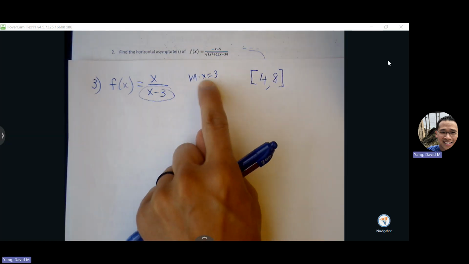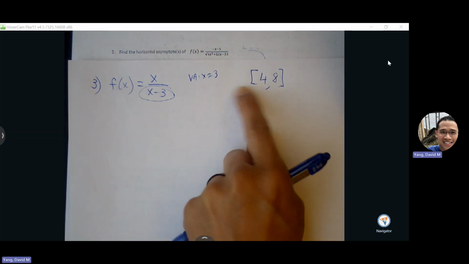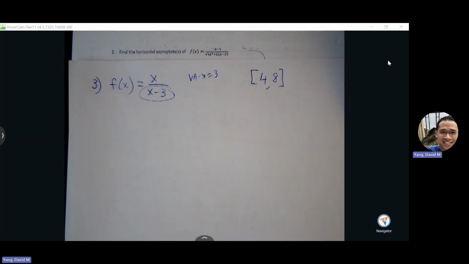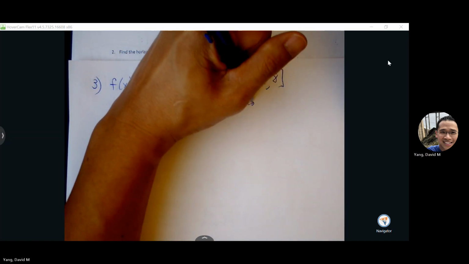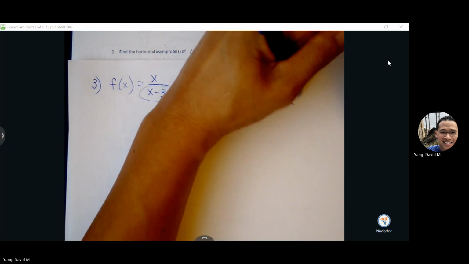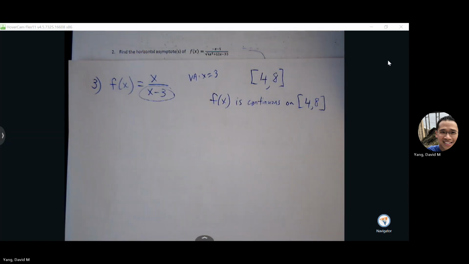But here, there is a discontinuity. That's the only discontinuity. It's outside the interval. There is no other discontinuity. This interval is safe. Our function is continuous on the closed interval. That's the first condition. So we can move on with our problem. Are we good with that?